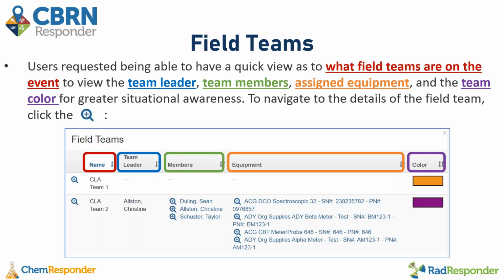So as you're aware, events can be comprised of multiple organizations. So it's really helpful just to see all the different organization field teams and even the mixed field teams from the event dashboard. You'll get a quick view to see what field teams are on the event, who the team leader is, if there are any team members, assigned equipment, as well as the team colors. You can quickly access them via the event map for greater situational awareness. And as always, you can navigate to the details of the field team by clicking on that blue magnifying glass.